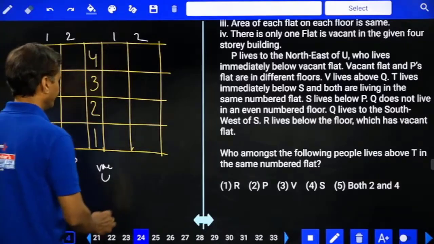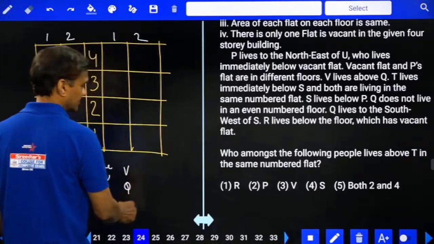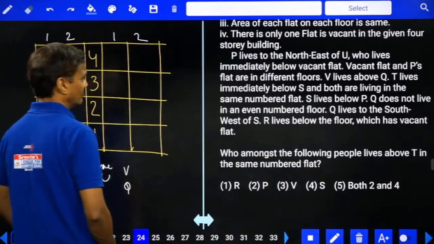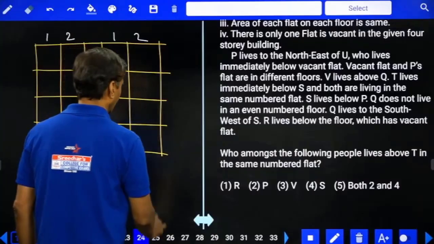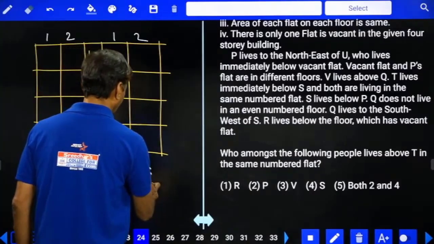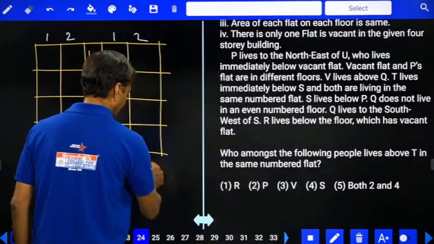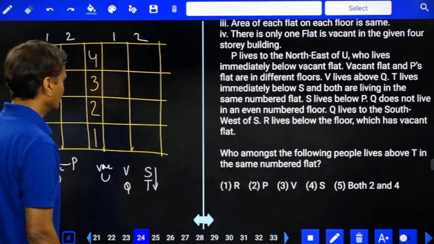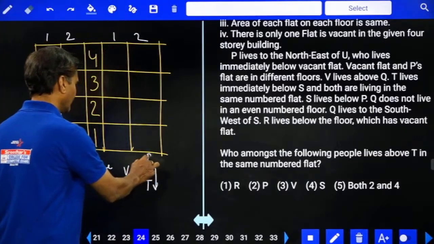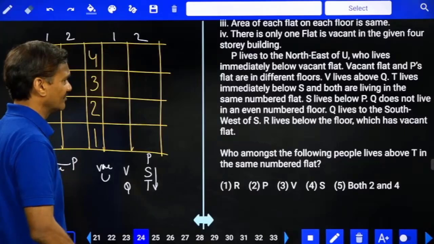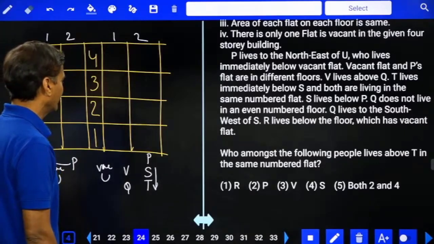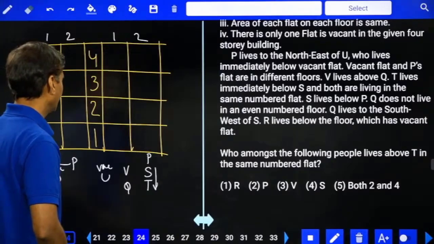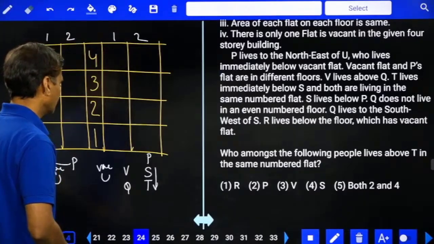The next one. V lives above Q. V lives above Q means maybe in the same flat or a different flat. And T lives immediately below S and both are living in the same number flat. Now T and S. T lives immediately below S and both are living in the same flat. S and T must be together in the same flat. S lives below P. Now S is also living below P. Whether in the same flat or a different flat, not known. Q does not live on an even number floor. Q must be odd number. Q lives to the southwest of S. Now Q is to the southwest of S.